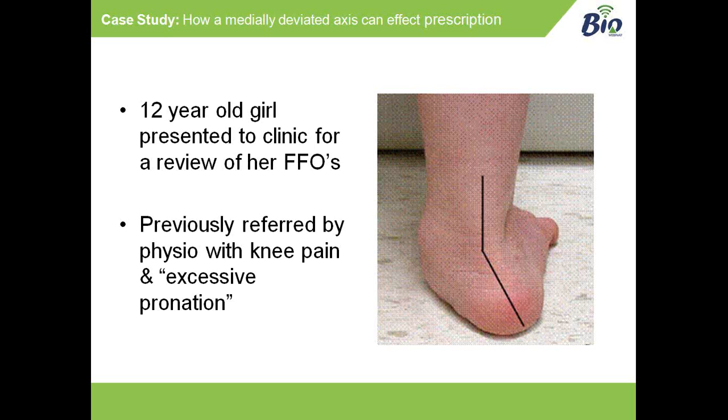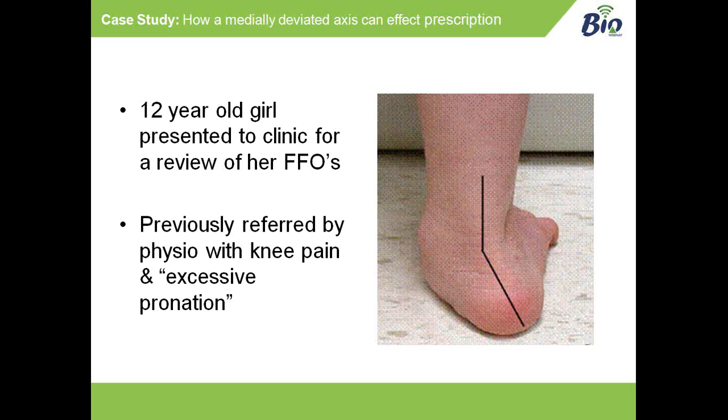And that's pretty much an idea of what she'd been issued with. So it was a polyprop shell, 8-degree rear foot post, 4-degree forefoot post, a valgus fill, a Kirby Skive, a high medial phalange. Now that looks like quite an aggressive prescription, but if you'd have seen this girl, you probably would have been inclined to agree with it.